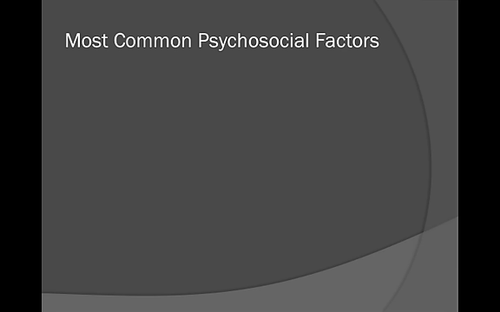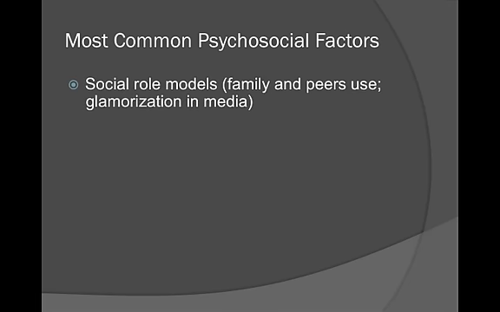So we asked you to take a look at what psychosocial factors you thought were most dominant, and let's see how well you did. These aren't necessarily in any particular order, but I think it's a logical place for us to start by looking at the person's social role models. In particular, we want to look at their family and at their circle of same age or similar aged peers.